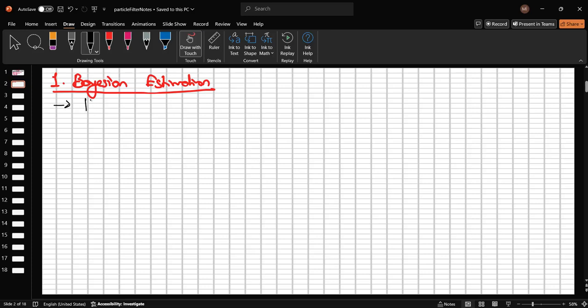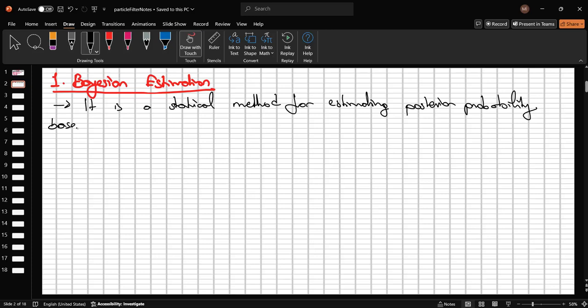In this case, we need to define it. It is a statistical method for estimating posterior probability, which means the last probability for a given condition in probability theory. In Turkish, this is the sonsal olasılık. Okay, and so this is based on how we can calculate it.